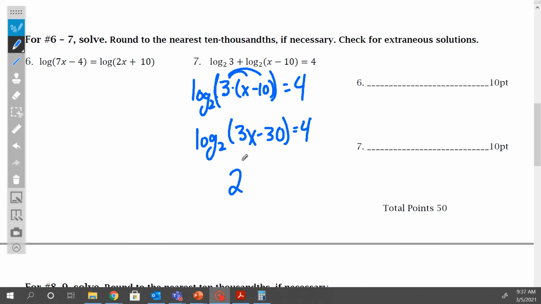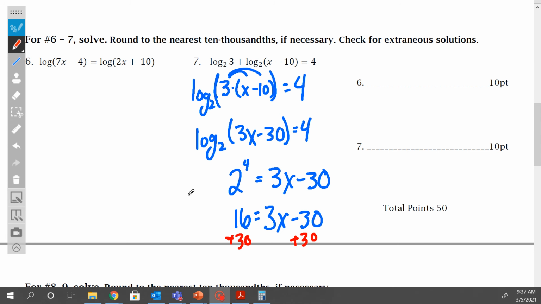Okay, so if I change the form, it's in log form, change it to exponent form, the base of the log stays the same, which is 2, and then these two switch, so it becomes 2 to the 4th equals 3x minus 30. 2 to the 4th power, that's 2 times 2 times 2 times 2, which is 16. 3x minus 30. And then we can solve this for x. We'll add 30. So we get 46 is equal to 3x.